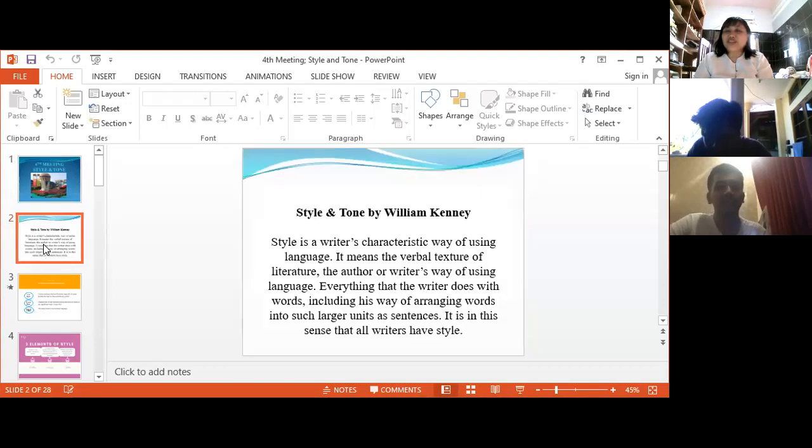Okay, style and tone here by William Kinney. Style is a writer's characteristic way of using language. It means the verbal texture of literature, everything that the writer does with words, including his way of arranging words into such larger units as sentences. It is in this sense that all writers have style. Different writers, different authors, different poets have different style.